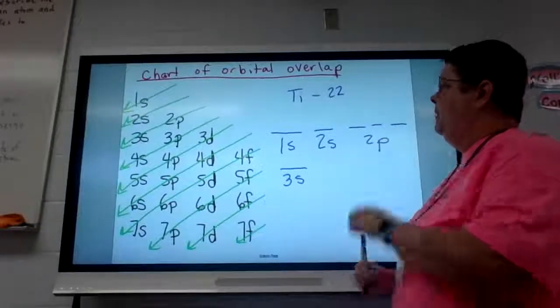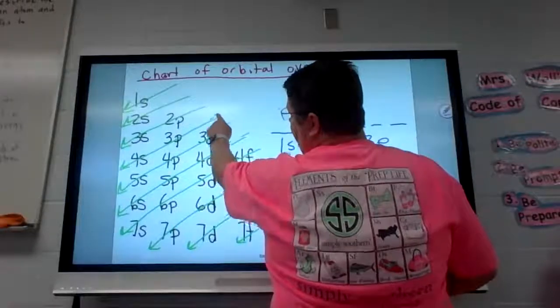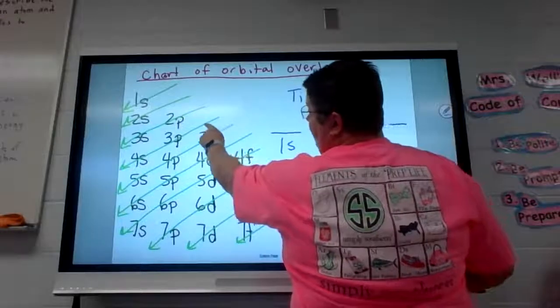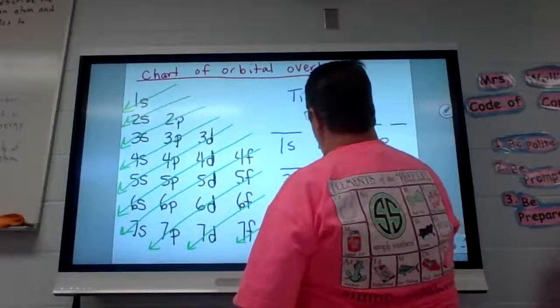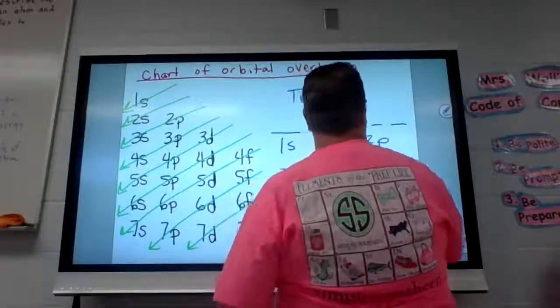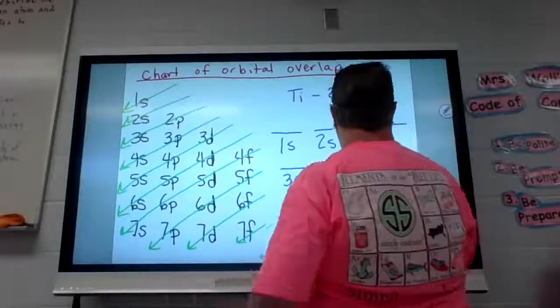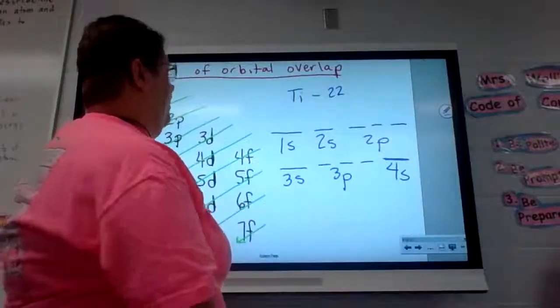Not there yet. What comes after 3s? Back to the top. This is 3s. So back to the top of the next one, and we have what? 3p. And we have how many lines? 3. Next. How many lines? S has how many? It doesn't matter what's in front of the S. S is always 1.